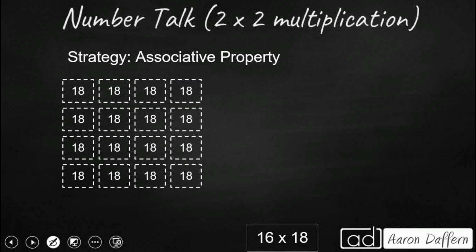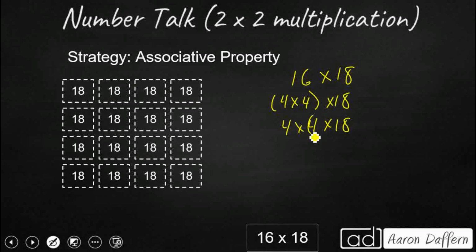And then we can use the associative property. Let's keep our 18 together. Let's break up our 16 and do a 4 by 4. And we're going to use the associative property again to just kind of shift the parentheses. I want to do this 4 times 18 first. I don't need the commutative property because I kind of like the order. So I've got 4 groups of 18. 1, 2, 3, 4.